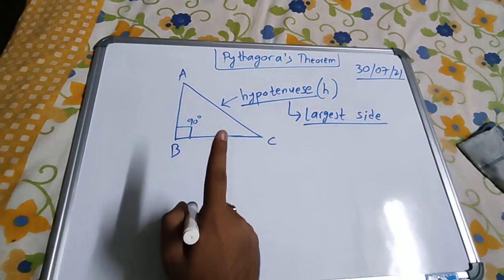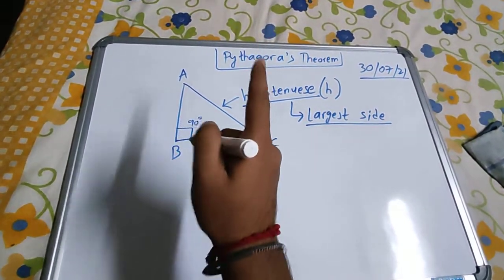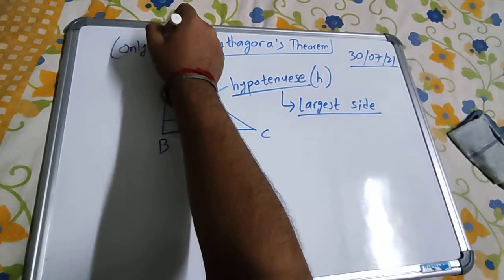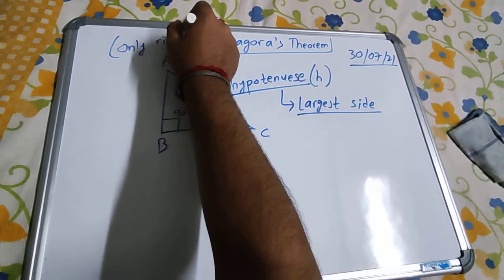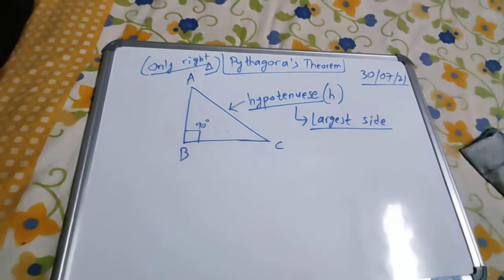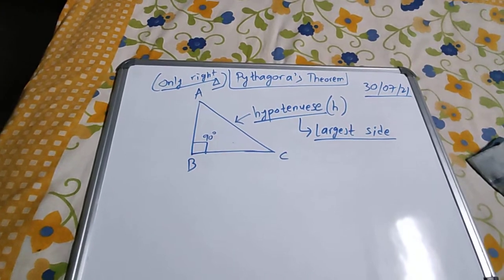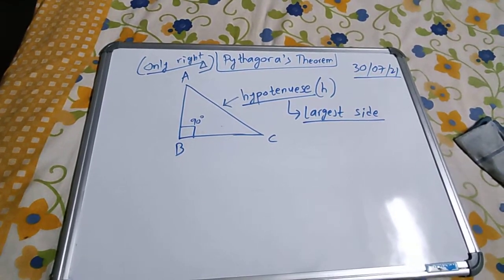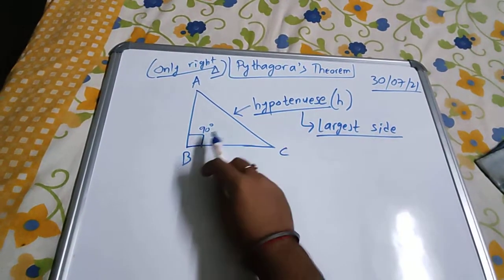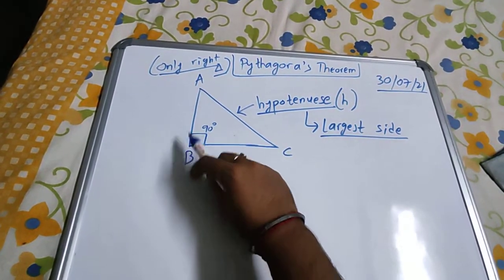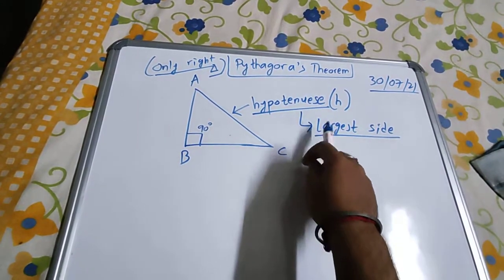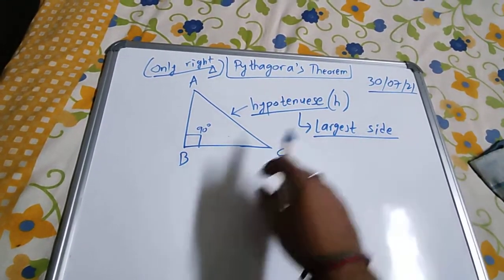I am talking only about right angle triangles. Pythagoras theorem is only for right angle triangles. I am writing it over here also: only right triangles. Clearly I am mentioning it over here. Only right triangles are allowed. No other kind of triangles are allowed. So the side that is opposite to the 90 degree angle is called the hypotenuse, and it is also the largest side of any right angle triangle.